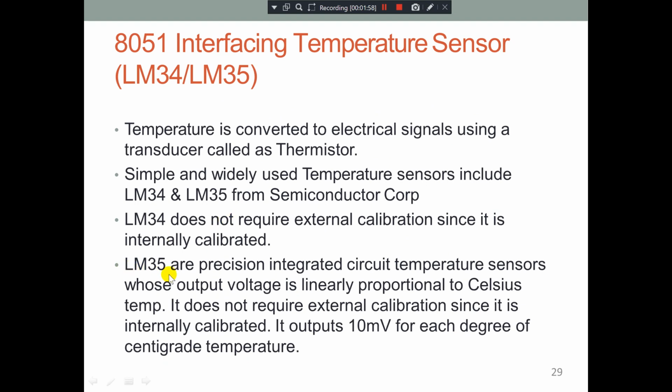The LM34 and LM35 are precision integrated circuit temperature sensors whose output voltage is linearly proportional to the temperature. The LM35 also does not require external calibration since it is internally calibrated. It is the same as the LM34, and the output is 10 millivolts for each degree centigrade of temperature. So the LM35 is a widely used temperature sensor.